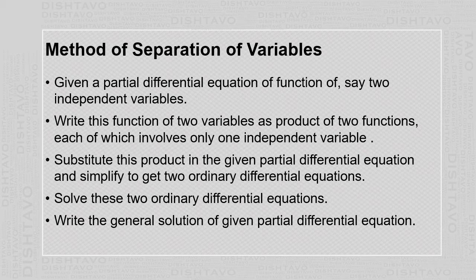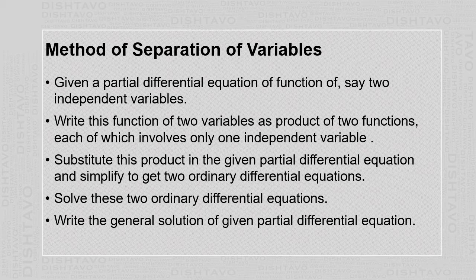First, you are given a partial differential equation of some function. Let us say that it is a function of two independent variables. What is to be done is write this function as a product of two functions, each a function of only one independent variable. Suppose a given function is a function of three independent variables, then you have to write it as a product of three different functions.